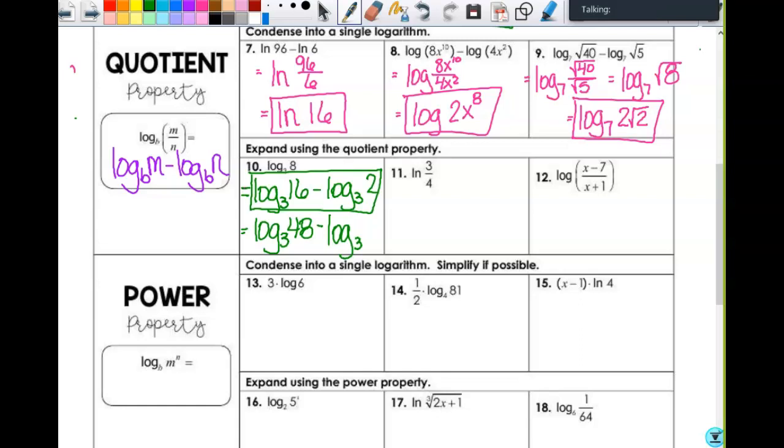Okay. So, all right, back to this problem then. Log base 3 of 48 minus log base 3 of what? 6. Yes.